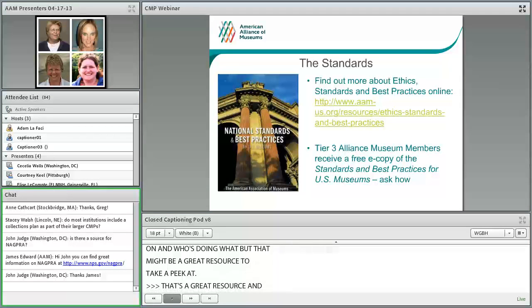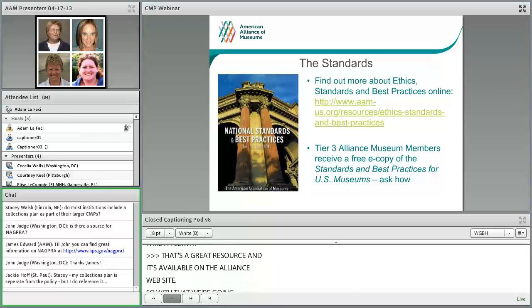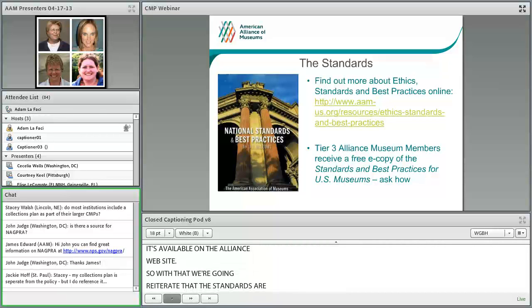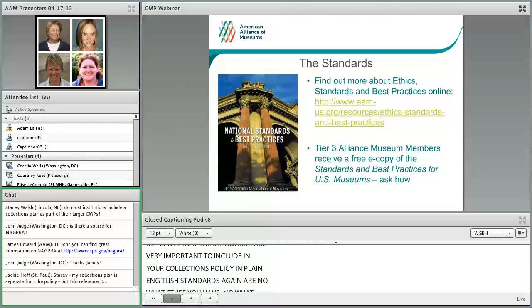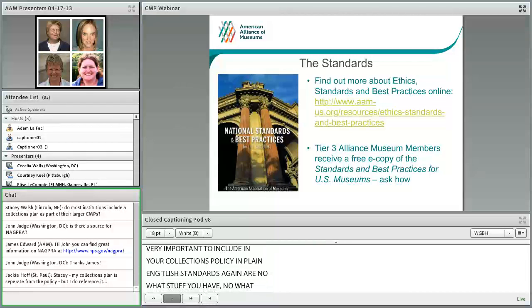So with that, we're going to reiterate that the standards are very important to include in your collection policy. In plain English, the standards again are: know what stuff you have, know what stuff you need, know where it is, take good care of it, make sure someone gets some good out of it, especially people you care about and your neighbors.